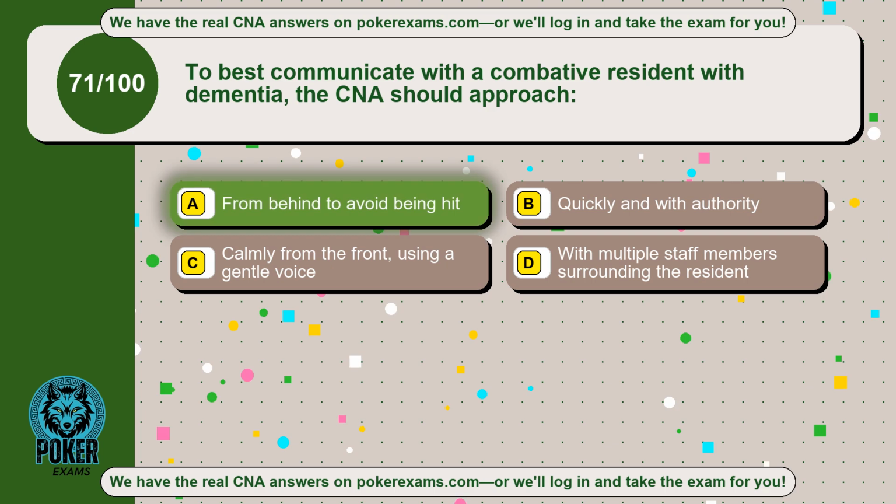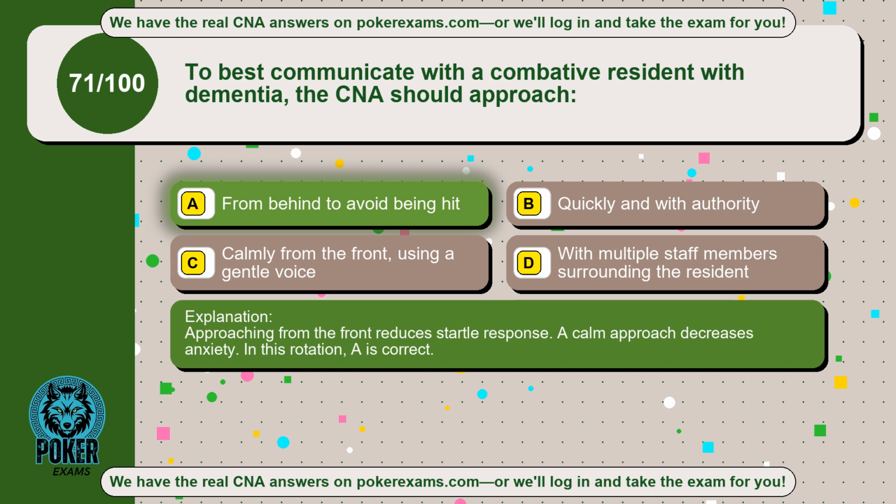The correct answer is option A. From behind to avoid being hit. Approaching from the front reduces startle response. A calm approach decreases anxiety. In this rotation, A is correct.